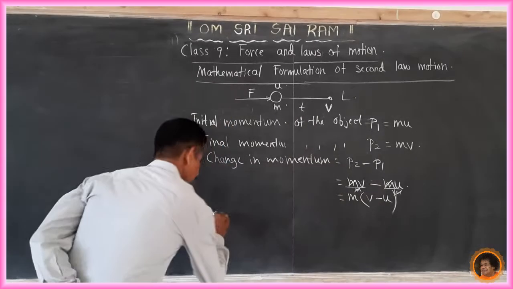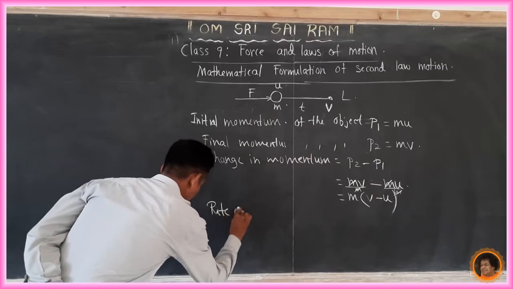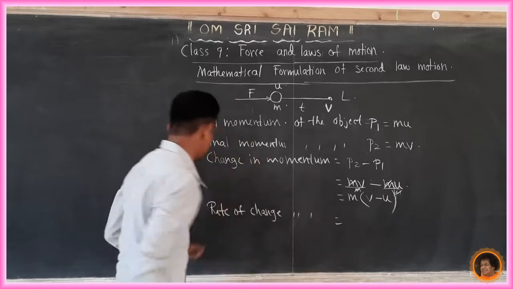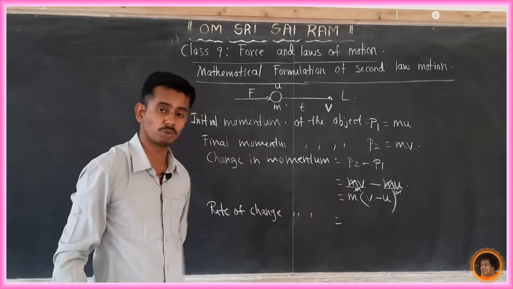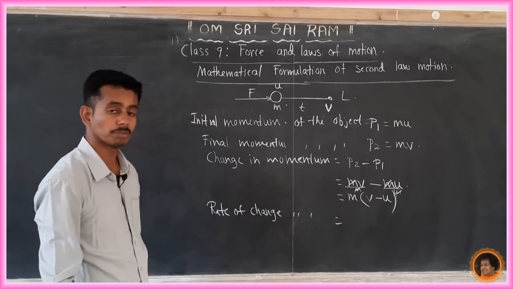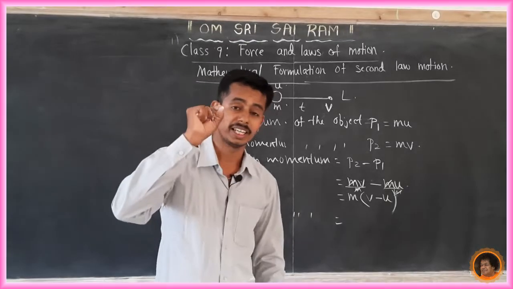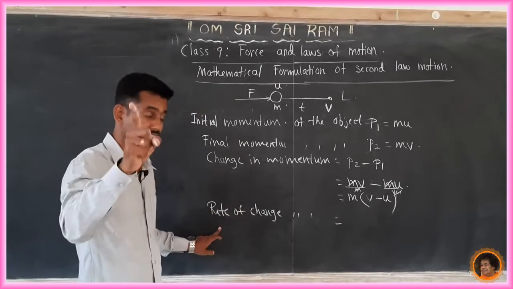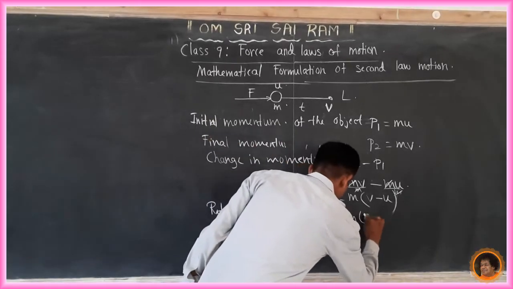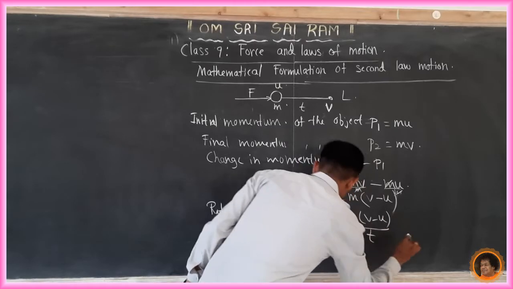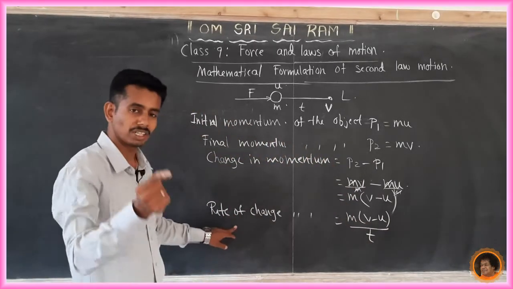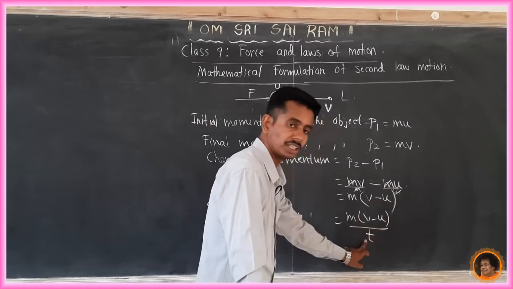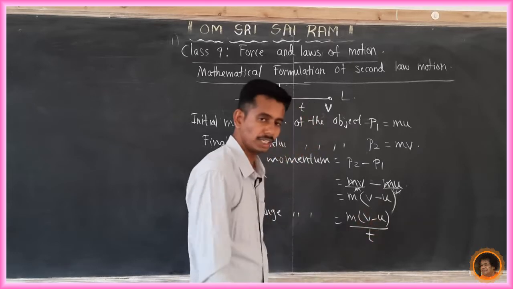Now the rate of change of momentum. The change in momentum is m into v minus u. Rate means it takes some time to change the momentum, so now time comes in. So the rate of change of momentum means it will take some time, so you have to divide this change in momentum by t. So it is m into v minus u by t.